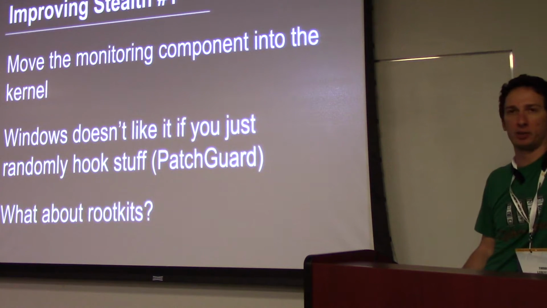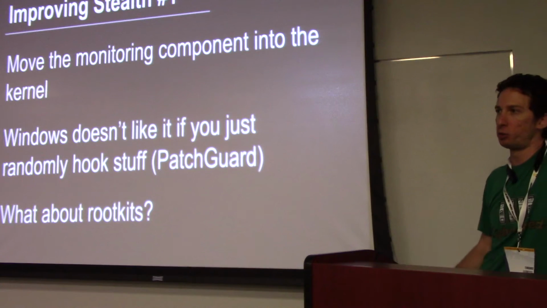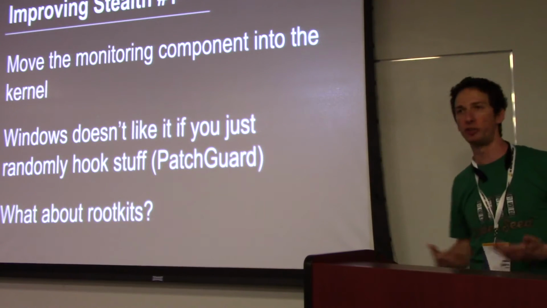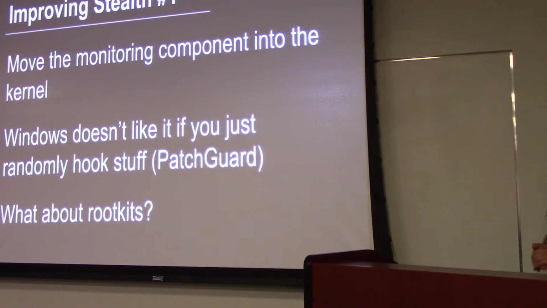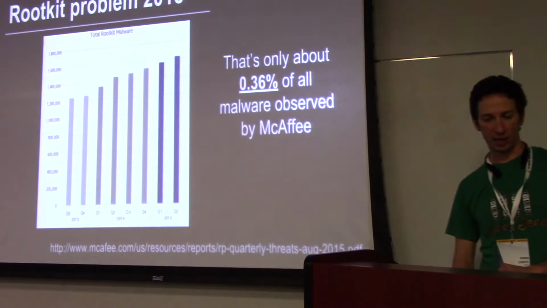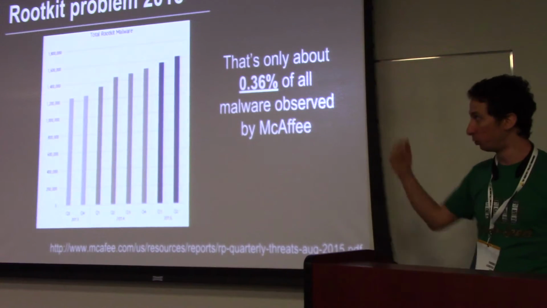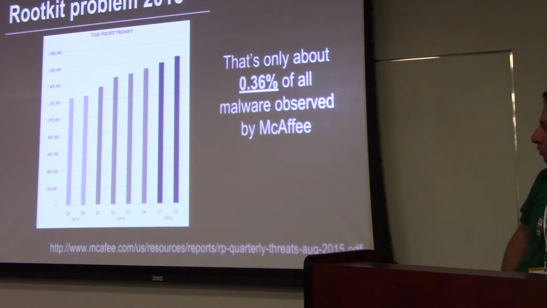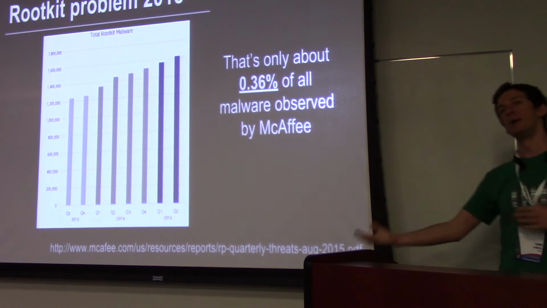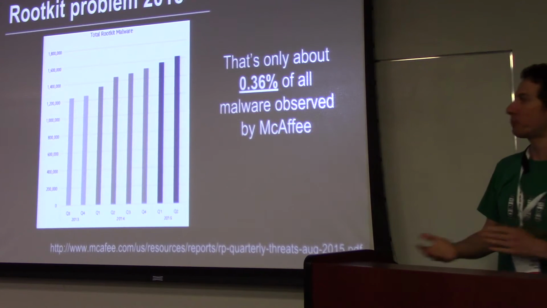So we still have the same problem. We have things running in the kernel. Malware loads a rootkit, and now again, who can hook deeper into the operating system? So that's not ideal. The rootkit problem in 2015: we see things increasing. There are more and more rootkits. But according to McAfee, it's still only 0.36% of all the malware they see. So is that a big problem?